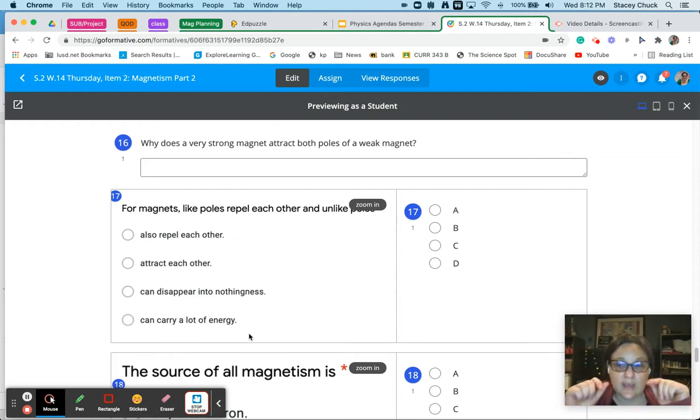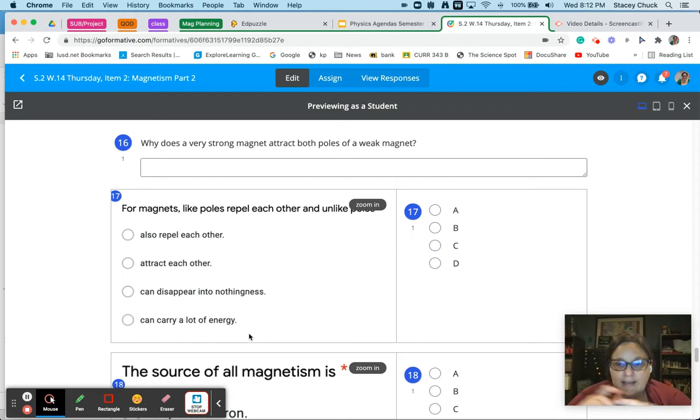And so if you have a weak magnet, essentially what you have is a magnetic field that's kind of scrambled. Like some of them are going the right way, some of them are off to the side or going the wrong way. So they're not all working together. Some are pushing the opposite direction. So when you have a strong magnet, it basically just overpowers the weak magnet and forces it to attract.